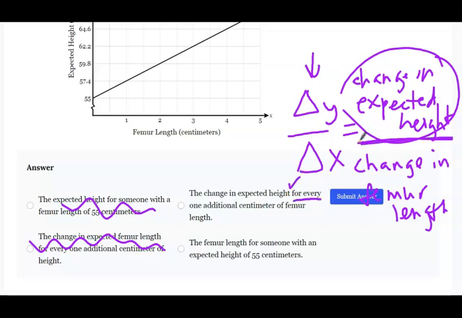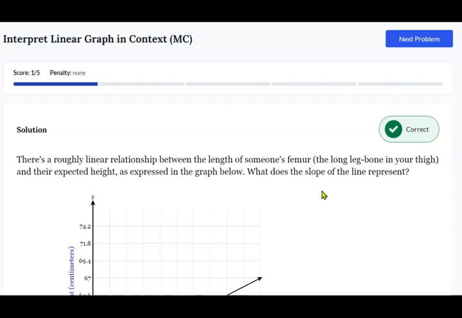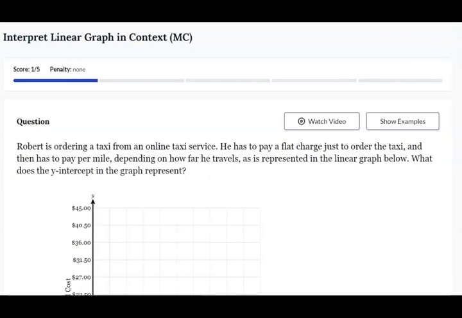For every, that's what this bar means, 1 additional centimeter of femur length. All right. Or the femur length for someone with an expected height of 55 centimeters. Nope, they didn't mention 55. So we found our winner because the slope is per 1. Slope is per 1. All right, let's try this again with the next problem.